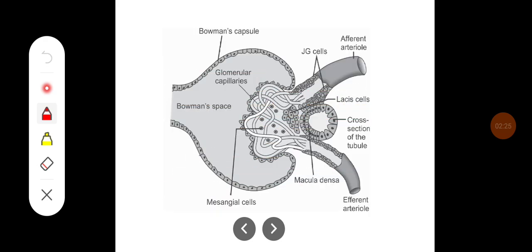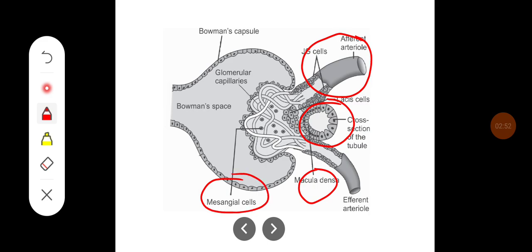So this is an important diagram showing the juxtaglomerular apparatus, which includes afferent arterioles where the cells are modified as juxtaglomerular cells, showing the distal convoluted tubule, where the cells are modified as macula densa, which can detect sodium load or chloride load, and we have also the Lacis cells or mesangial cells.